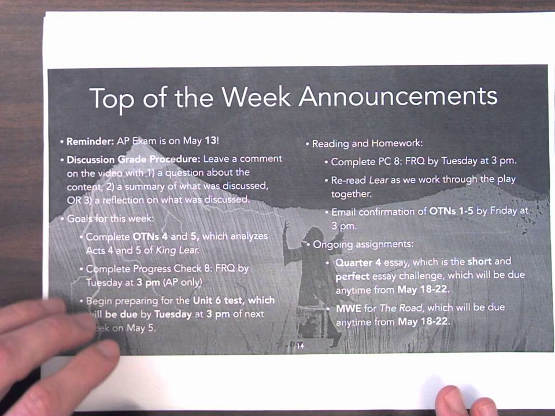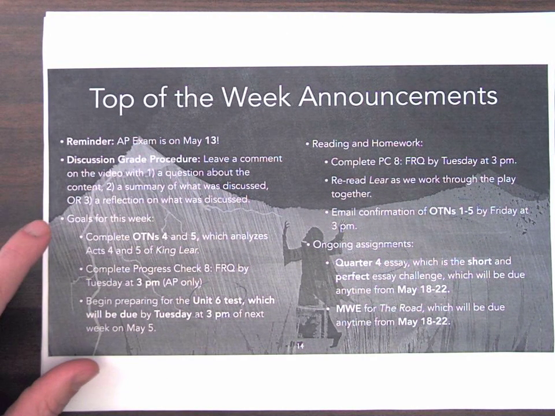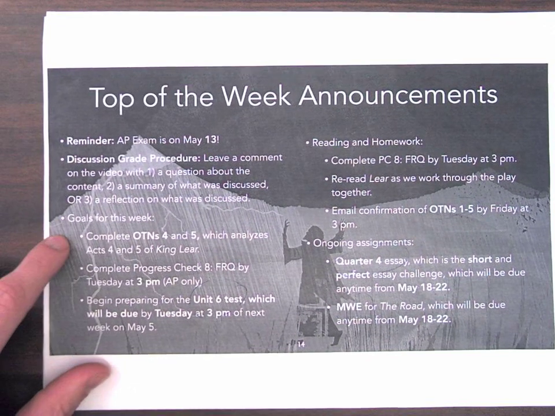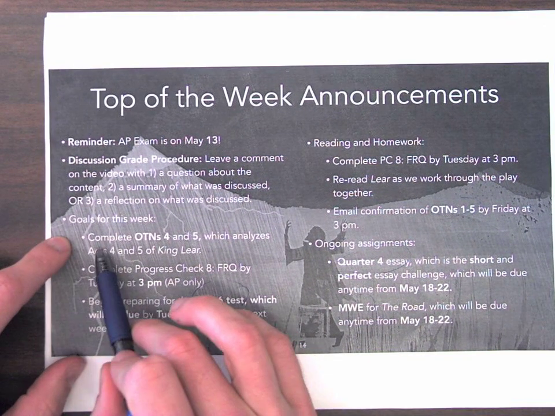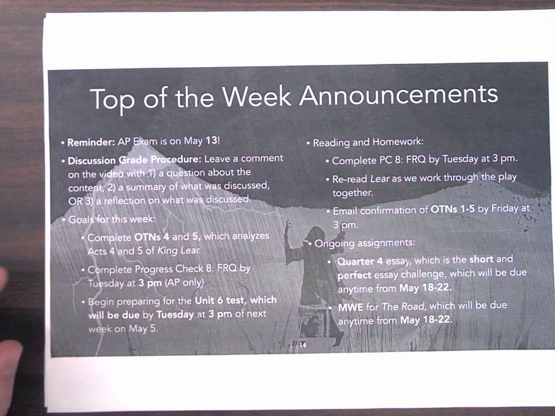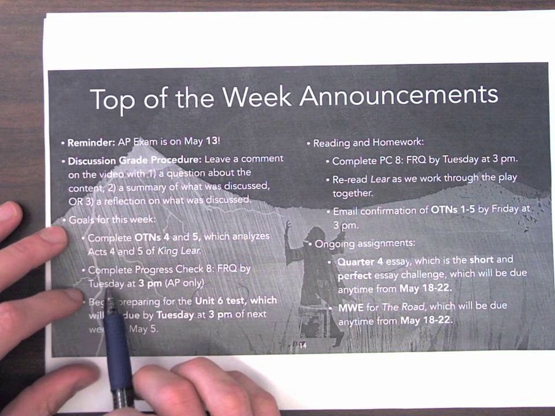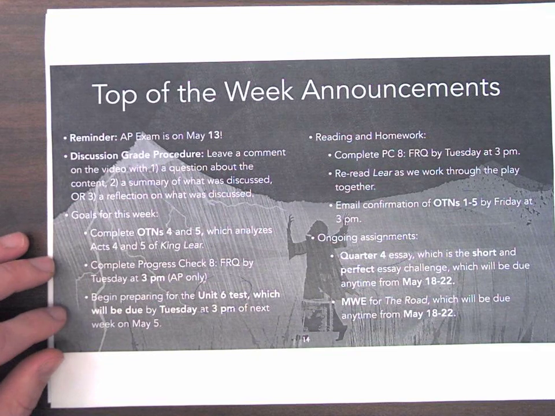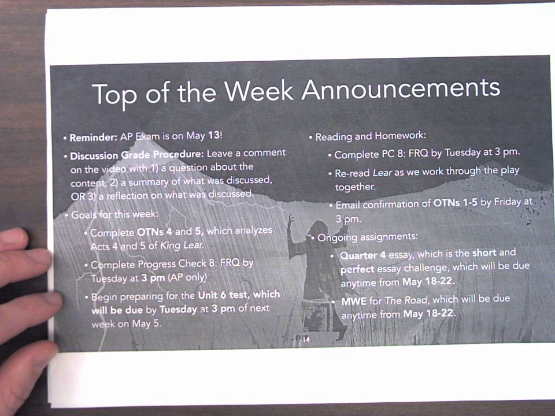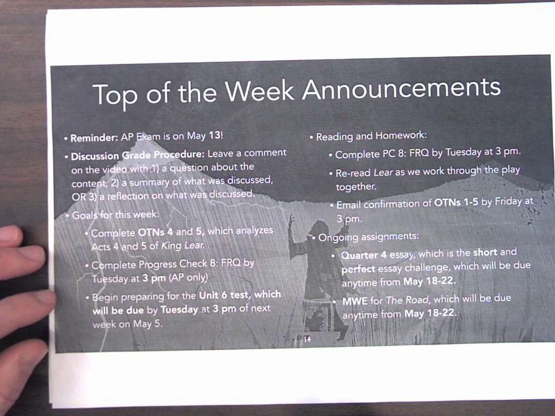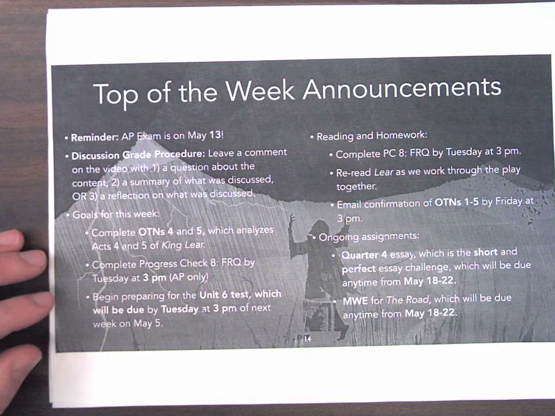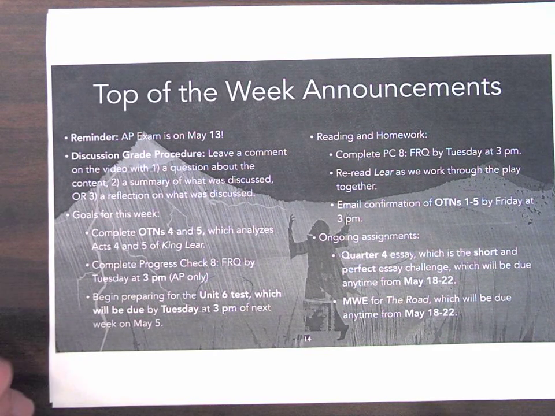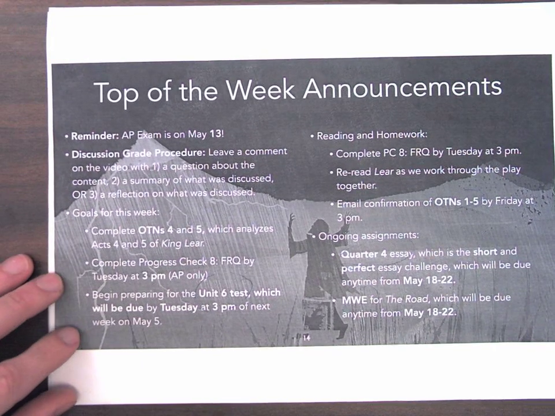So before we get into our OTN, let's just quickly run through the rest of the top of the week announcements. First of all, remember your discussion grade procedure. Second of all, make sure that you're completing OTNs 4 and 5. All right, next, you need to make sure that you complete your progress check. I know that there was some problems with the AP Classroom website yesterday. For those of you in the AP class that couldn't complete your progress check because of the web issues, clearly, I'll give you an extension. Get that done when you can. When it is done, I'll check it, and you will receive full credit.